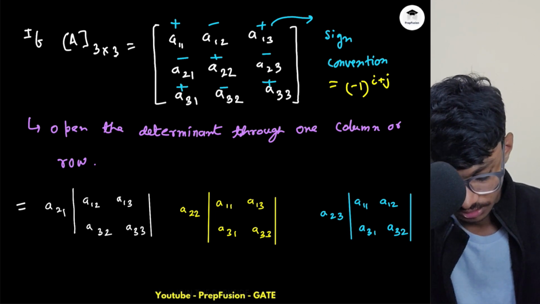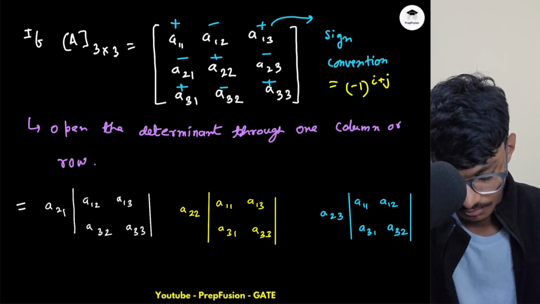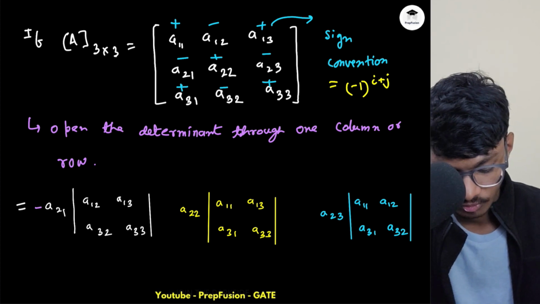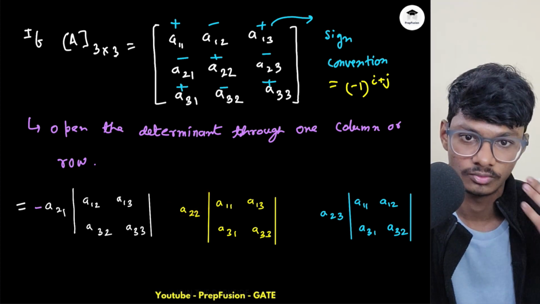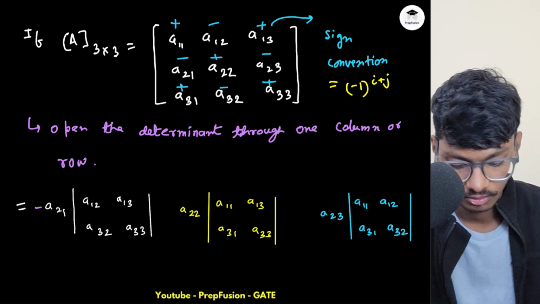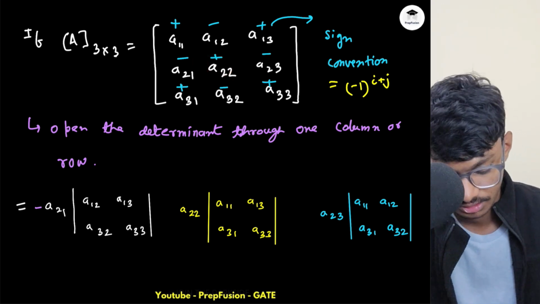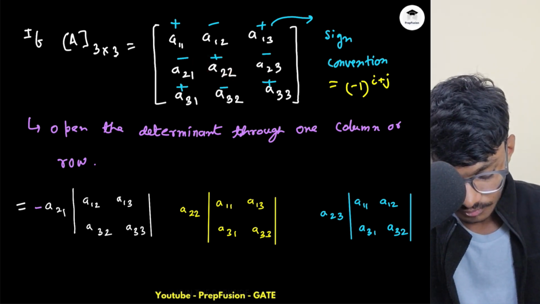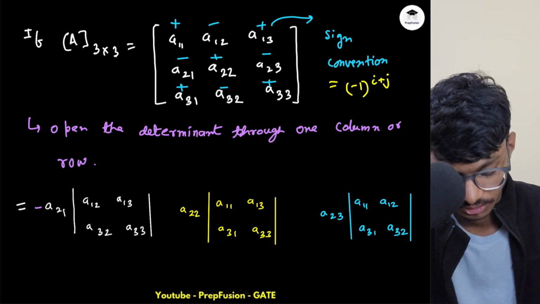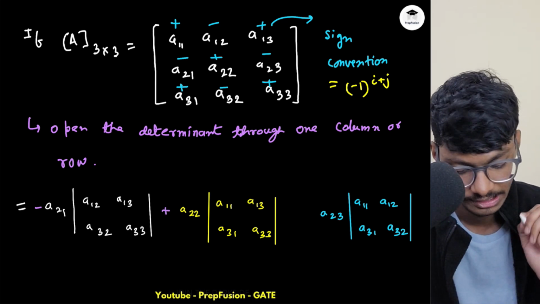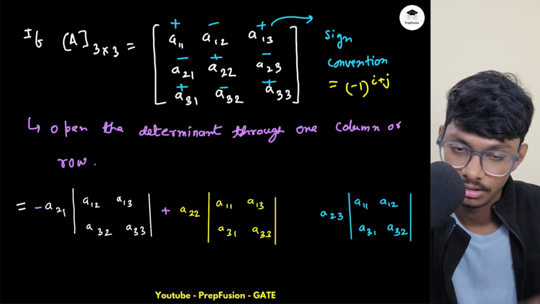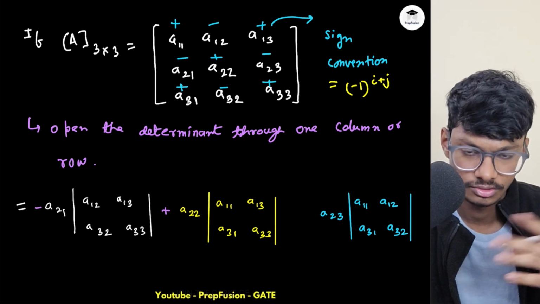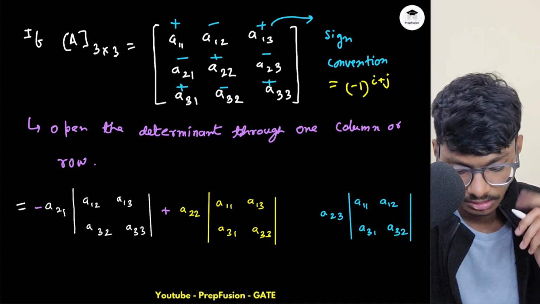Okay, let me use another color. This will be minus. And what about a to 2? So 2 plus 2 is 4, -1 raised to power 4 is 1, or you can cross verify. Yes, it is plus over here. Basically plus 1 times anything is the same only. Then again 2 3, 2 plus 3 is 5, so -1 raised to power 5 is -1, so this will be minus.